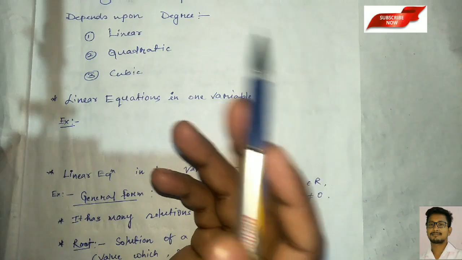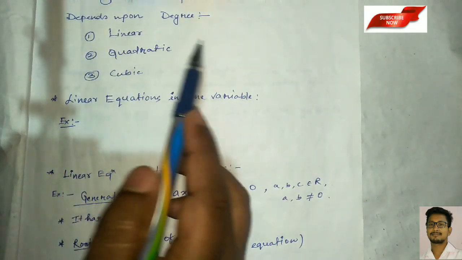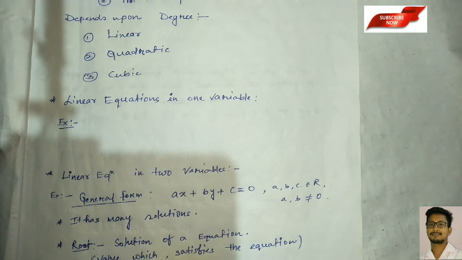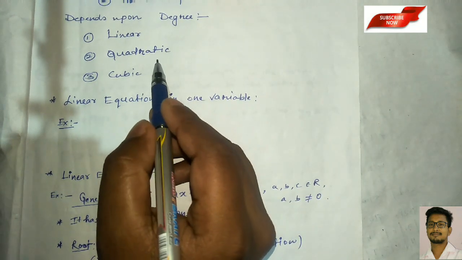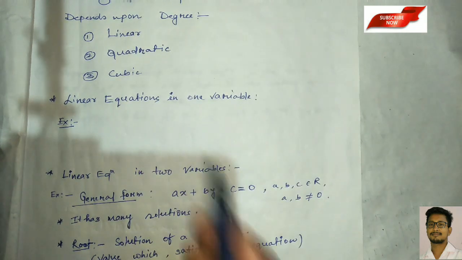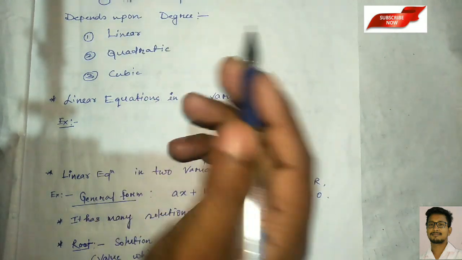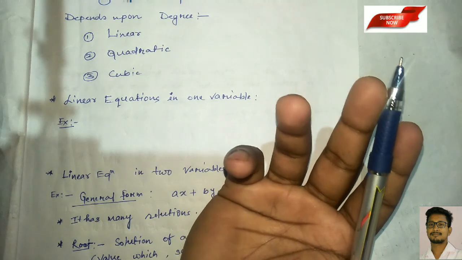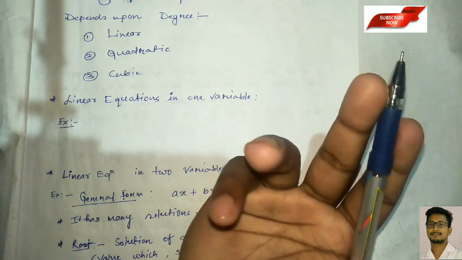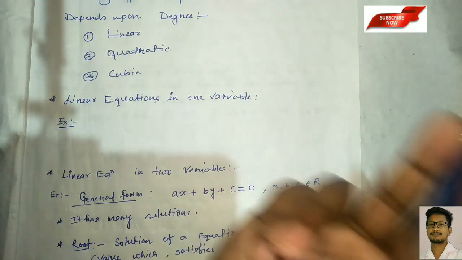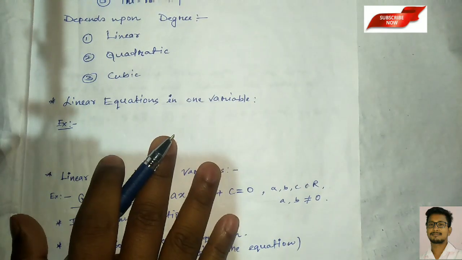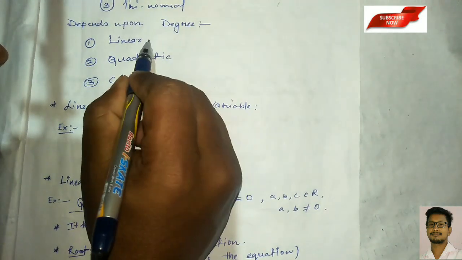Okay friends, now depending upon the degree also, we can classify the polynomials in a different way. When the degree is 1, we say that is linear. Do you know what degree is? Degree is the highest power of the variable in a polynomial, right? Already I have written here linear, right?